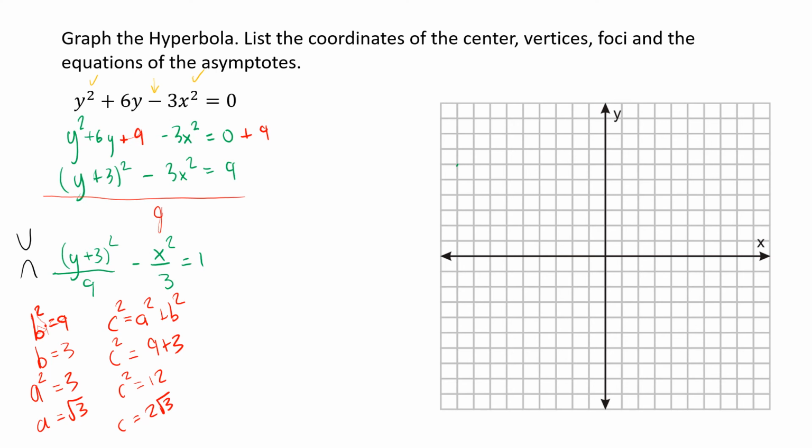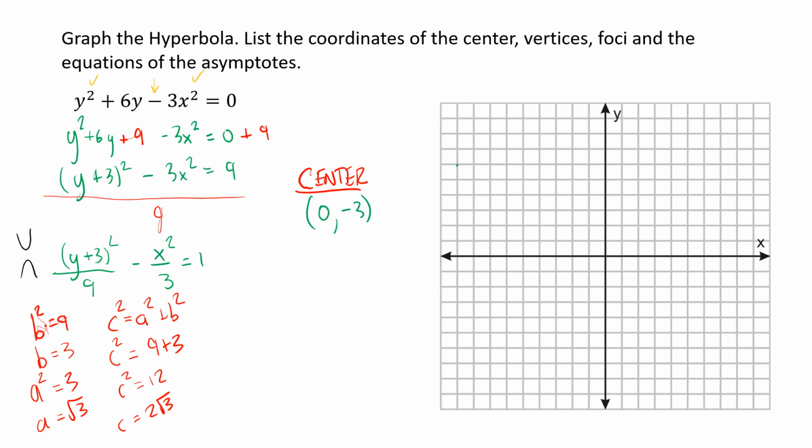Okay, so that's A, B, and C. We have that. And now what we're going to do, we can get the center. That's one of the main things we're going to want for this. Okay, the center is H, K. The center for this is just straight off of our standard form, it's going to be 0, negative 3.